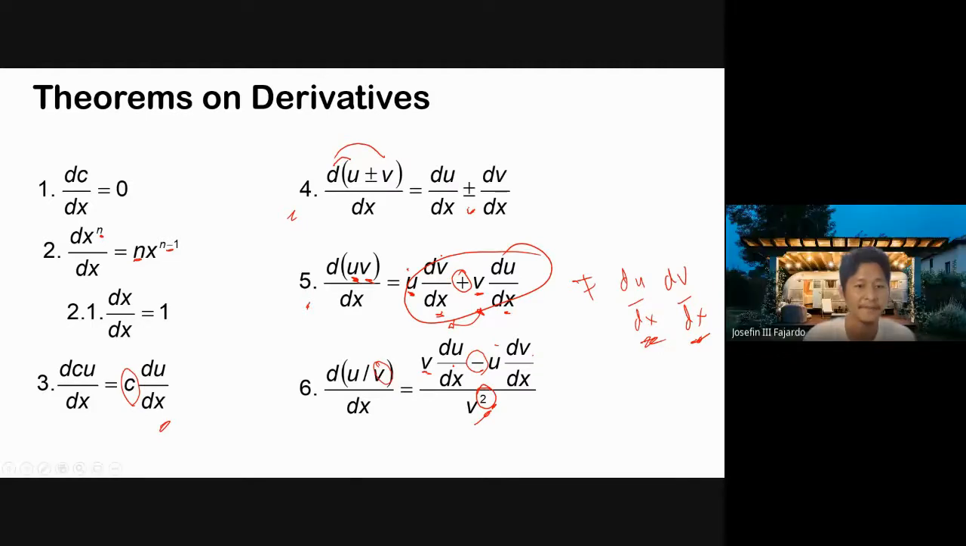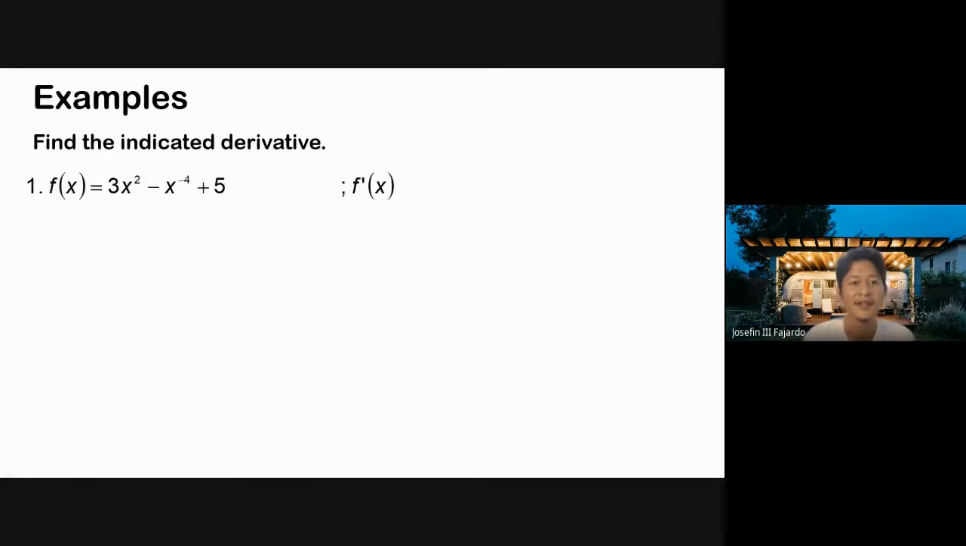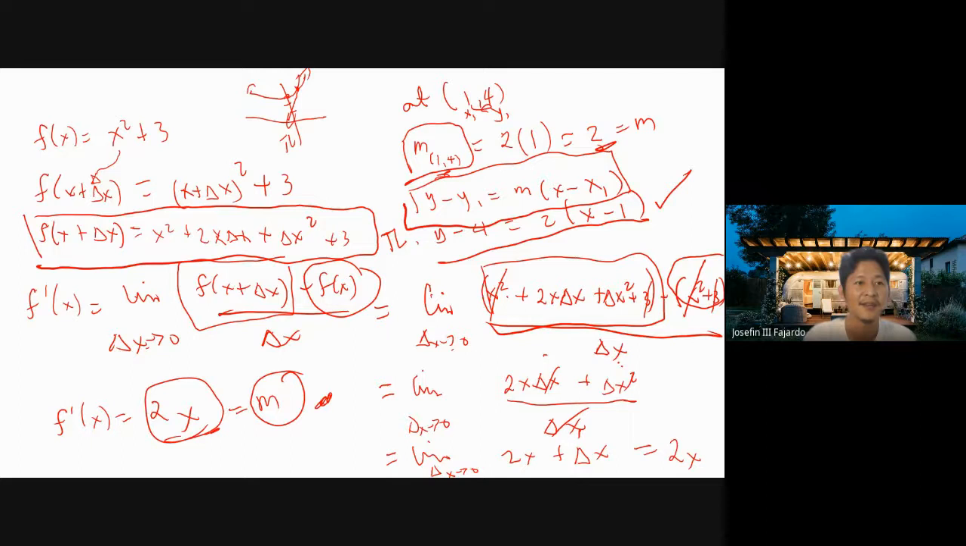Example tayo. Okay, ito. Let's have this first example here. Balikan natin yung example natin kanina. Di ba ang f of x natin ay x squared plus 3? If you use the theorem kanina, ito sum lang yan, di ba? If you try to get f prime of x, kukunin lang natin derivative ni x squared plus derivative ni 3, right?